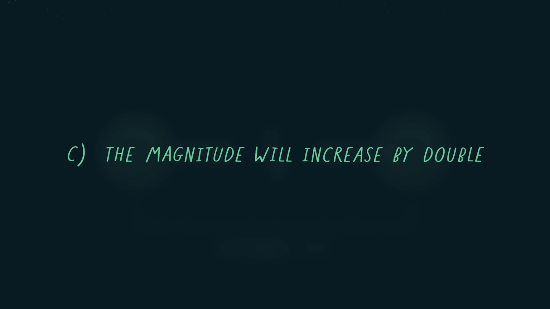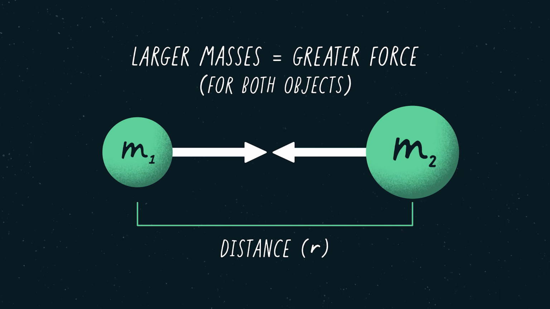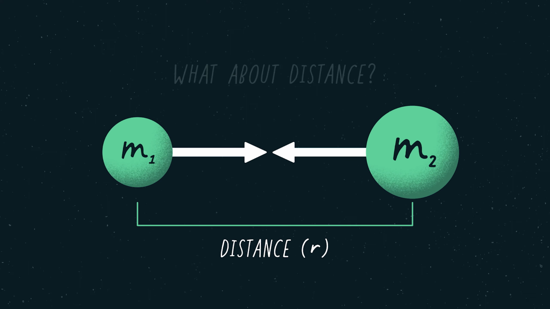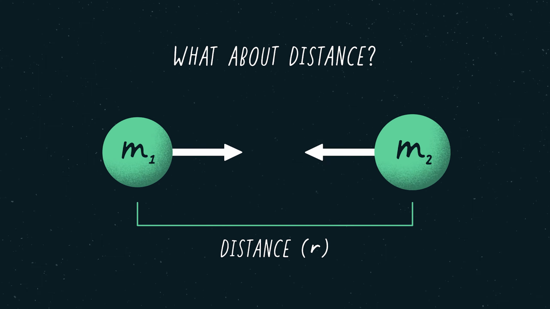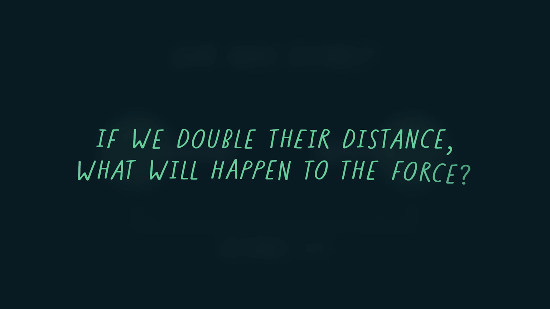This is exactly what we see. Larger masses exert a greater gravitational force. However, remember that this force is the same for both objects, as per Newton's third law. But what about distance? Let's go back to the original scenario, with equal masses. If we double their distance, what do you think will happen?